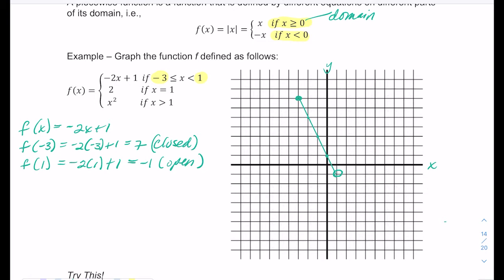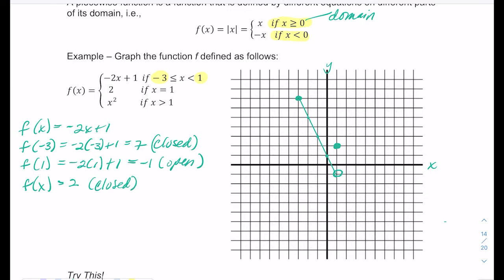Now I'm going to take f of x equals 2, which is just a constant function, and that's saying if x equals 1. So when x equals 1, I know that I'm going to have just 2. And it equals 2, so that's a solid circle that's going to be closed.